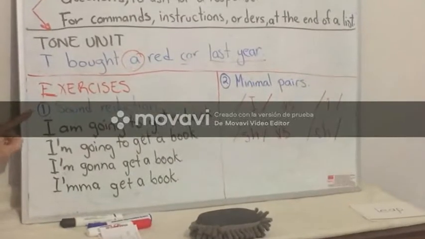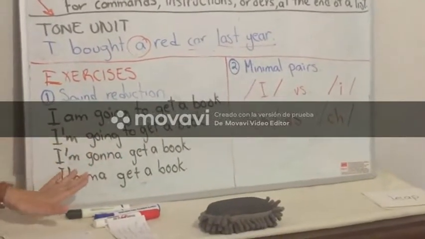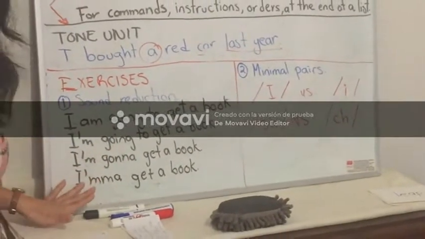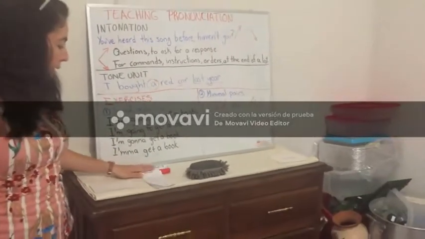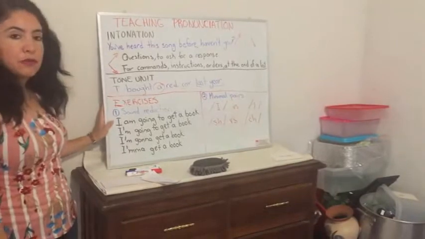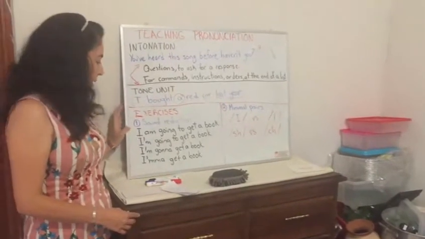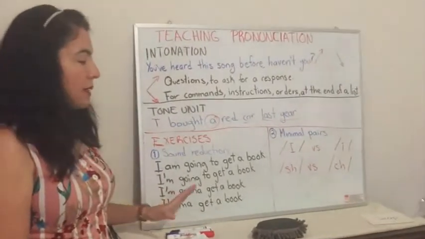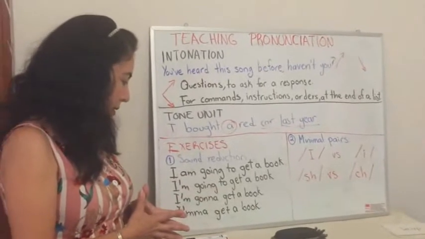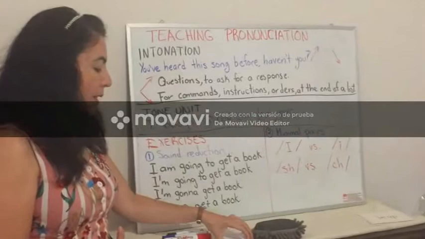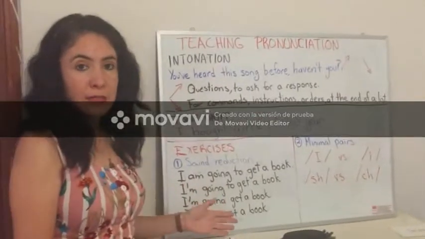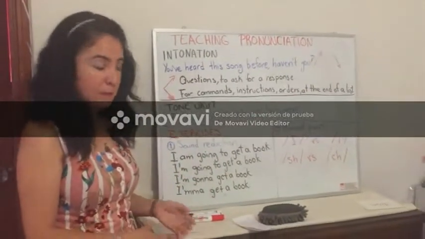The first exercise, which is sound reduction, aims at suprasegmental features of pronunciation, and I like to use the going to future form a lot because it shows the students how these sounds can be reduced, how we can use connected speech, and how they need to, if not use it, at least identify it.